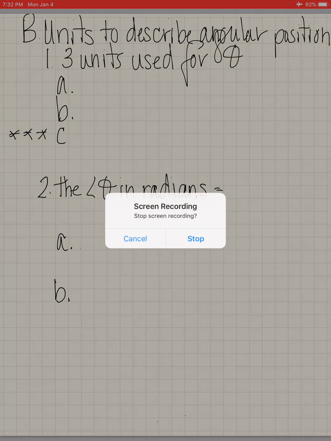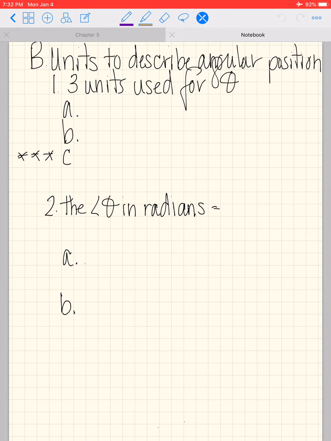And I do this every time. I always forget to turn that off.